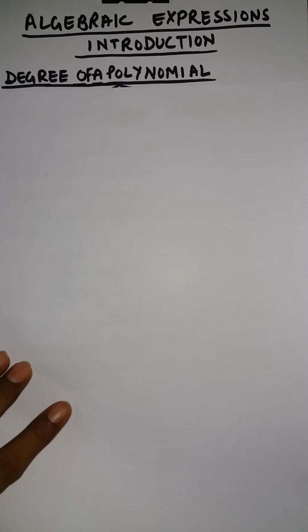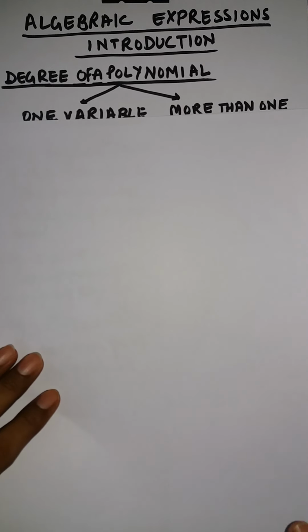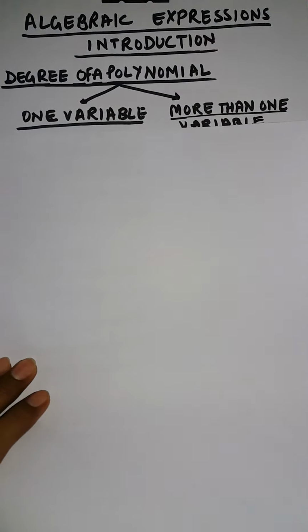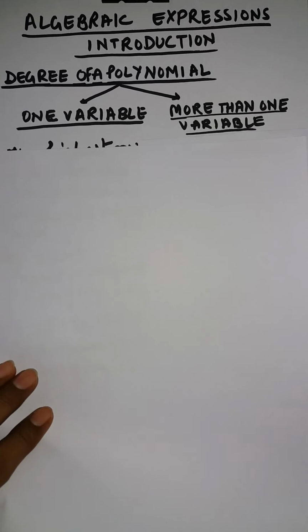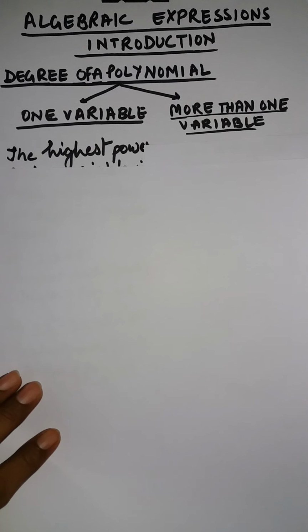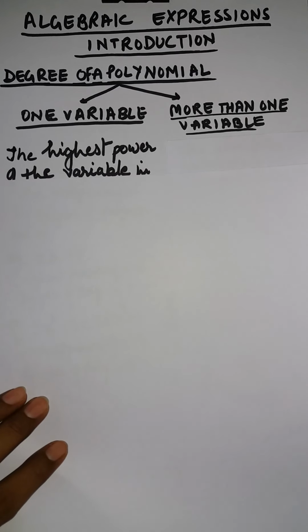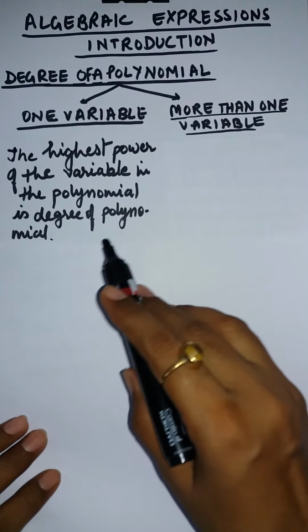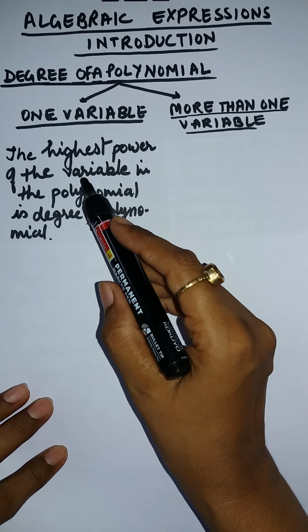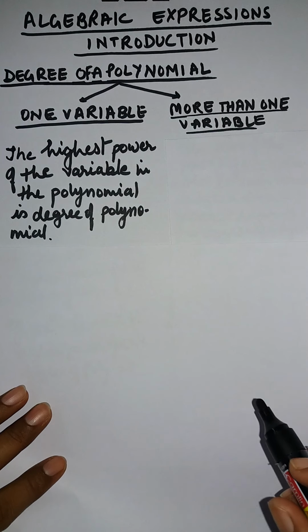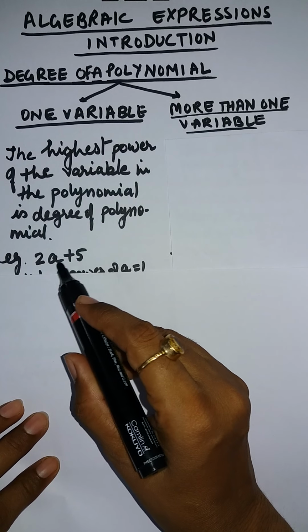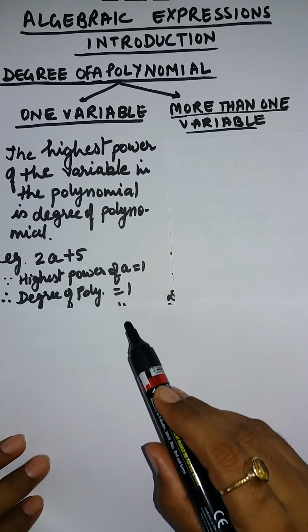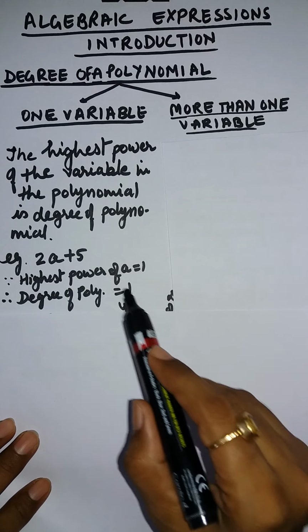Now, degree of polynomial. Degree of polynomial can be further divided into two parts. When the expression is having only one variable and when the expression is having more than one variables. Let us understand first expression with one variable. What is the degree of polynomial then? The highest power of the variable in the polynomial is degree of polynomial. We should make sure that we are talking about the highest power of the variable, not of the number. For example, 2a plus 5. Here the variable is a, and we can see the highest power of a is 1. Therefore, we can say the degree of polynomial is 1.